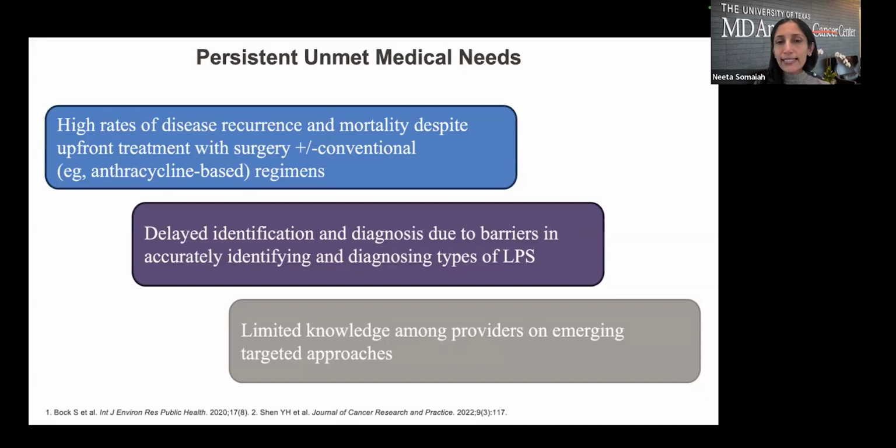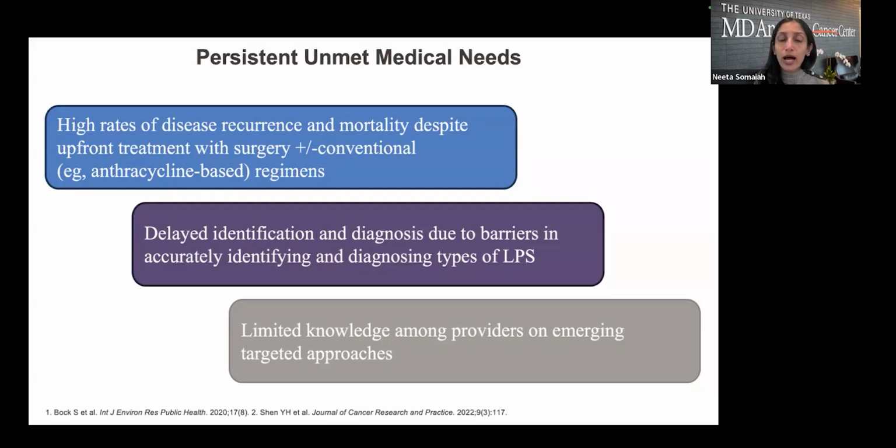There is also delayed identification and diagnosis due to barriers in accurately identifying and diagnosing these types of liposarcoma. As you can understand, a lot of times, people in the community might not be aware that this could be a sarcoma, let alone a liposarcoma. So that's why increasing that knowledge and making sure that, once a problem's identified, the diagnosis can be expedited and you can get to an expert center sooner is in the patient's best interest.